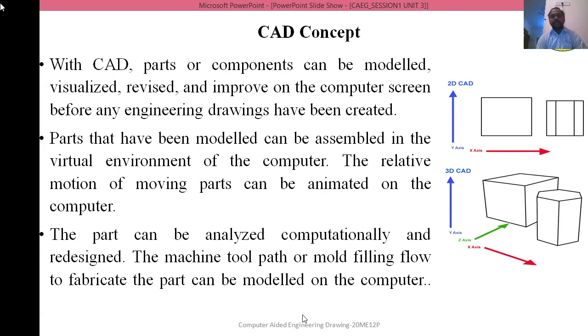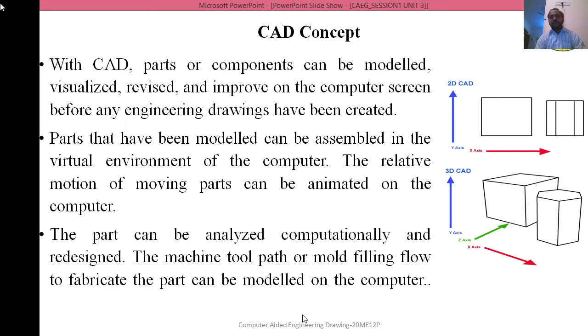Next, the part can be analyzed computationally and redesigned. In this case, the part can be analyzed based on stresses, strains, and also displacement. And if any correction is required, the modification is done again in the CAD software and it has to be redesigned. And also by making use of CAD, the machine toolpath can be visualized on the computer screen.